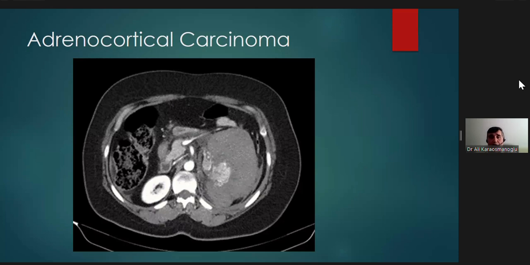This young patient, with no known history of any disease, presented to the ED with severe abdominal pain and flank pain. CT scan showed a large hemorrhagic mass in the adrenal gland location. And there are some enhancing areas you can see within the large hematoma. The surgeons did a surgery on this patient, which confirmed adrenocortical carcinoma.